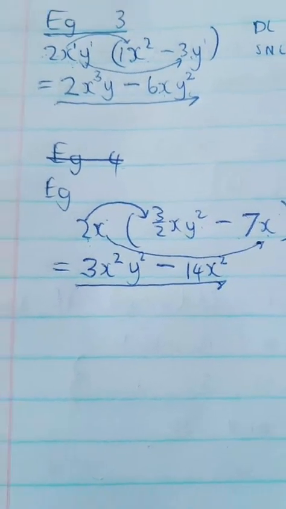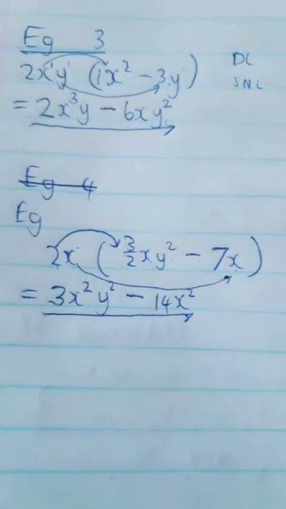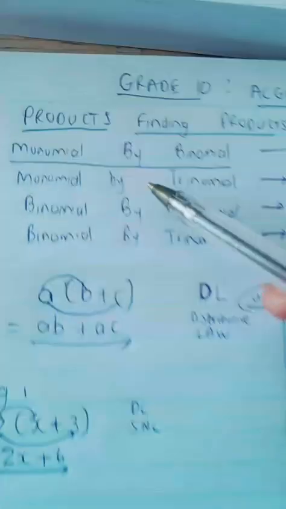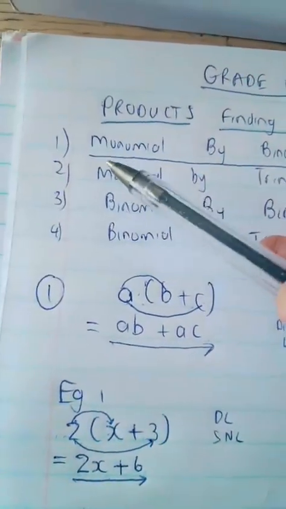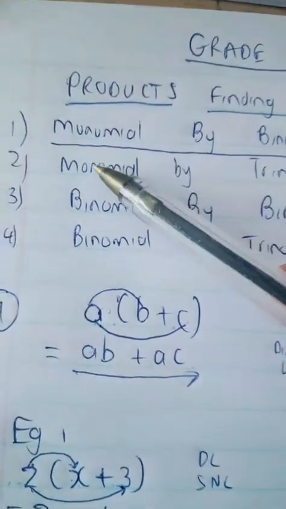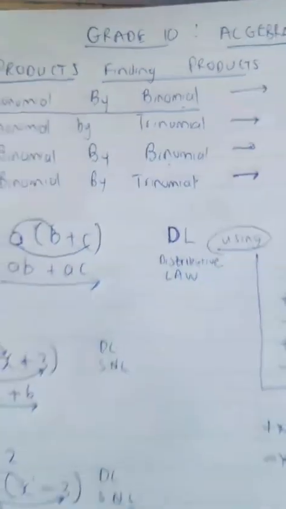So hopefully we are good to go to the next type. We've just exhausted monomial by a binomial. Now we'll move on to monomial by a trinomial.